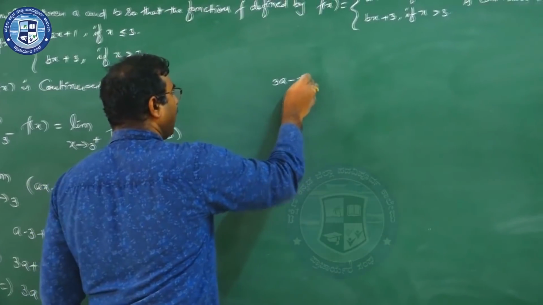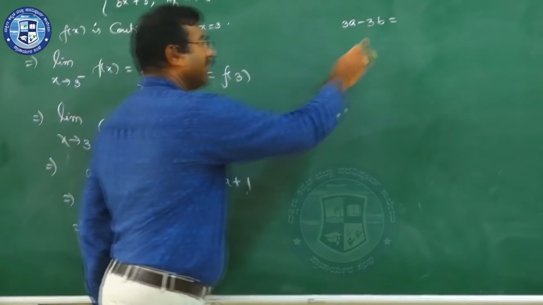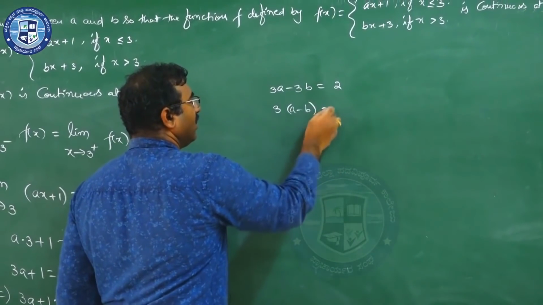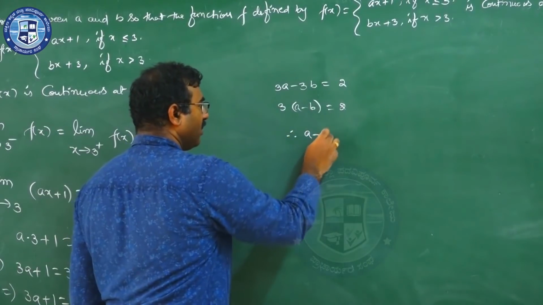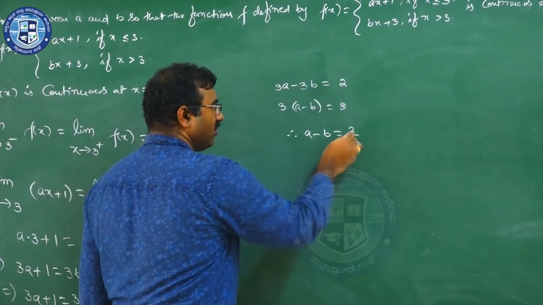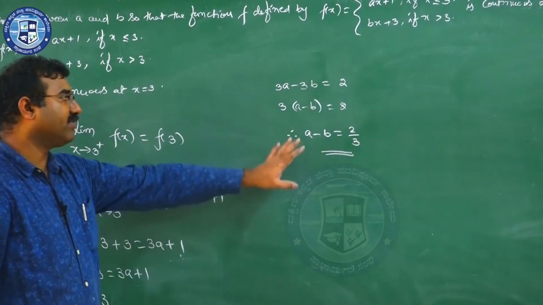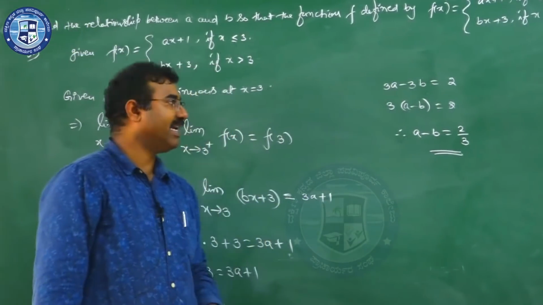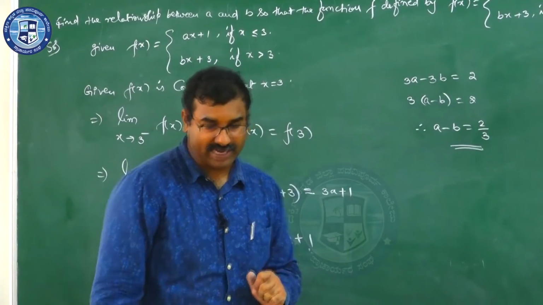3a minus 3b is equal to 3 minus 1, which means 2. So if you take 3 common, 3 times (a minus b) is equal to 2. Therefore, a minus b is equal to 2 by 3. This is the relation between a and b when the function is continuous at x equal to 3. This is the required relation. Okay, so we will go for another problem.